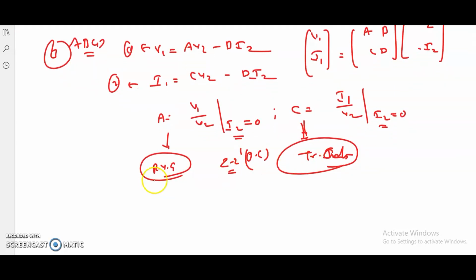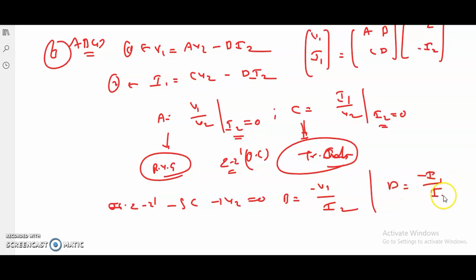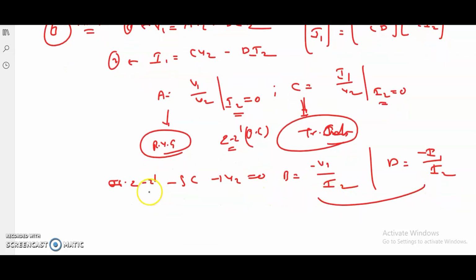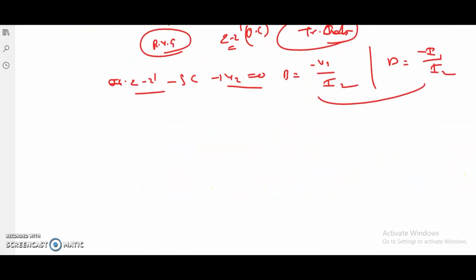And if the output terminals, that means terminals 2 and 2 dash, are short circuited, then what happens? V2 is equal to 0. So if V2 is equal to 0, then B is equal to minus V1 by I2, which is nothing but a transfer impedance, and D is equal to minus I1 by I2. It is a reverse current gain. We get both of these whenever we short circuit the port or the terminals 2 and 2 dash, that means V2 is equal to 0. So it is the third parameter.